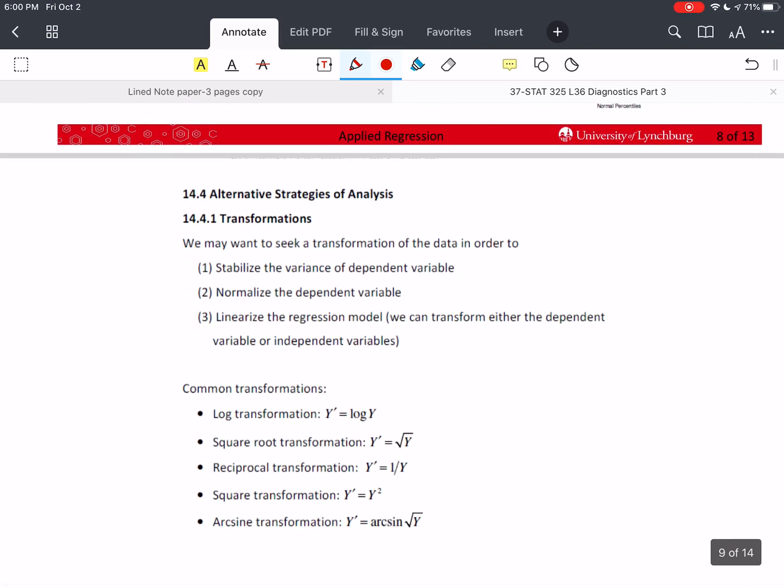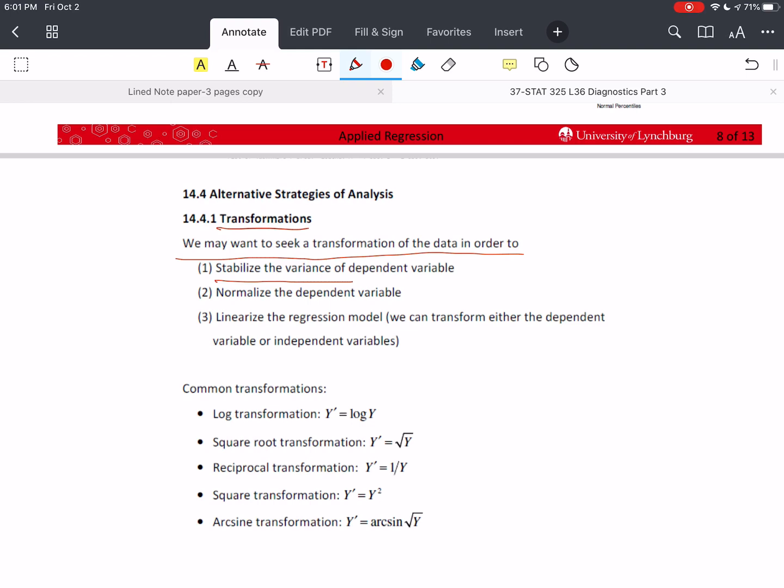Okay. So now let's talk about some alternate strategies for analysis. We've already talked about transformations. If we have data that needs to be transformed, then we saw that in Chapter 5, and we saw that again in Chapter 6 and on our project, how we could use these transformations to correct for linearity. So we may want to do the transformation for more than one reason.